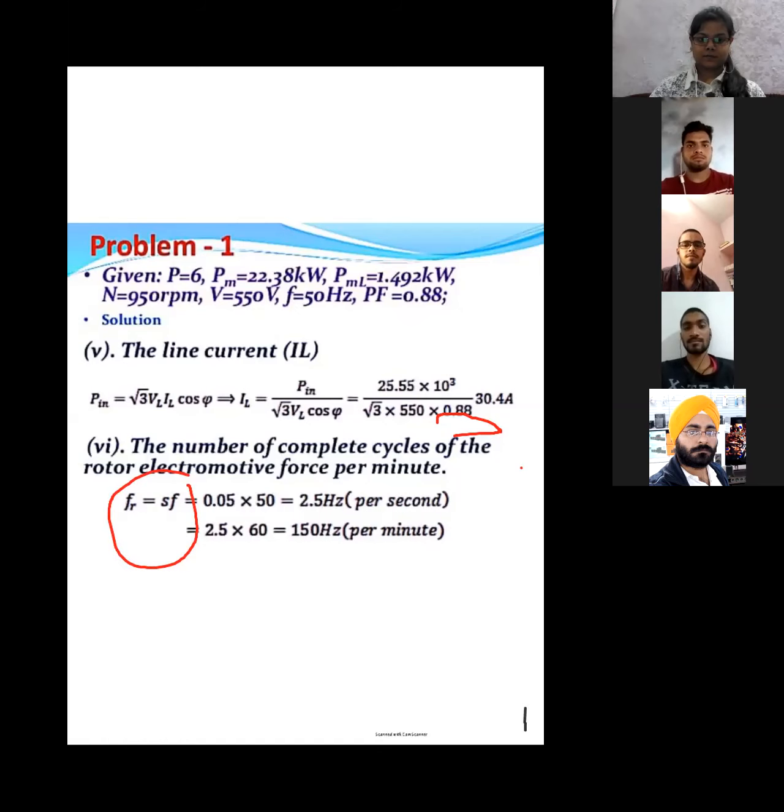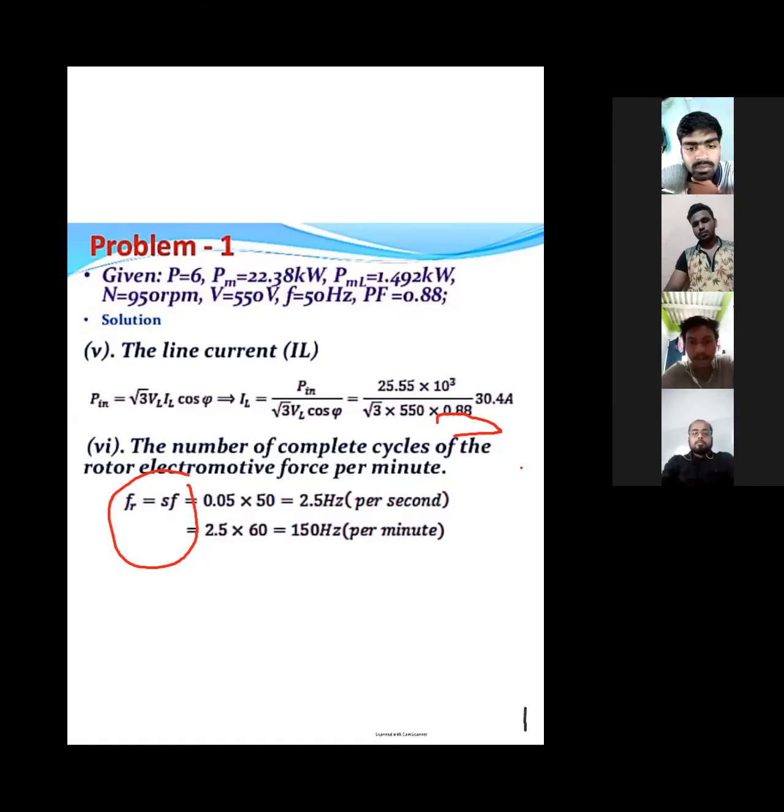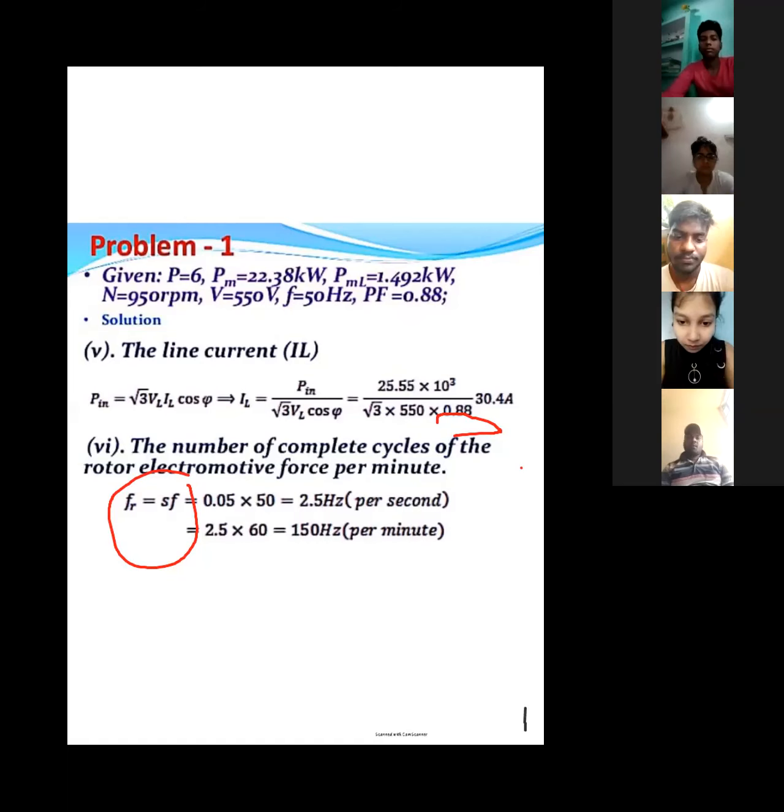Okay. What's the unit of frequency? Anyone? Hertz. So it is 2.5 Hz, or you can say the number of complete cycles per second. So you are getting complete cycles per second as 2.5 Hz. So per minute, you can say 2.5 into 60, that is 150. Now go to the 2.